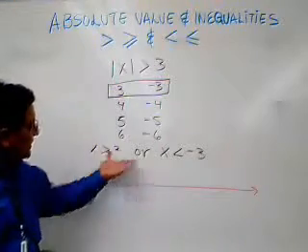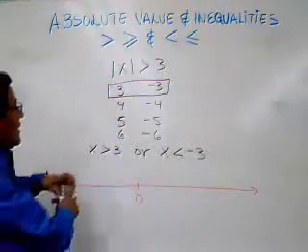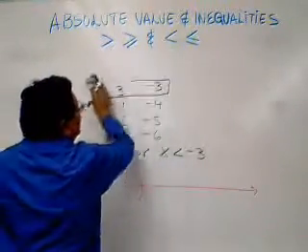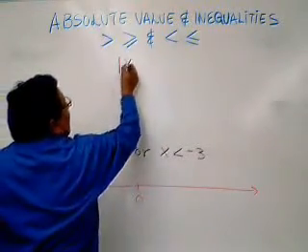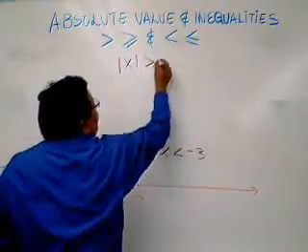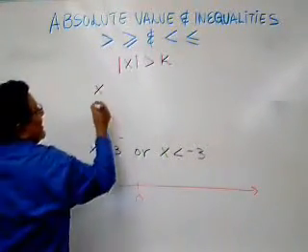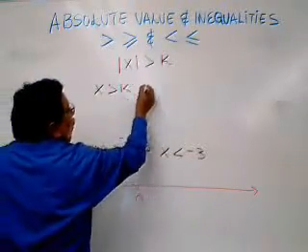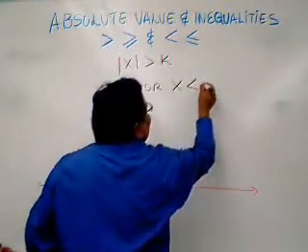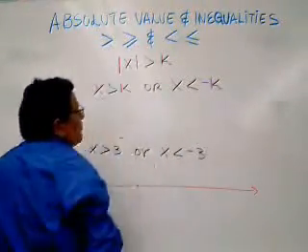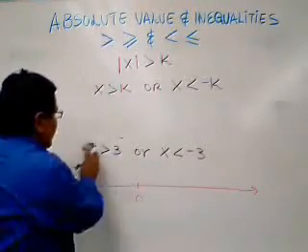Now, with this, we can come up with our own rule. If I have the absolute value of x greater than k, it means that x is greater than k, or x is less than negative k. That will be our general rule to solve this inequality.